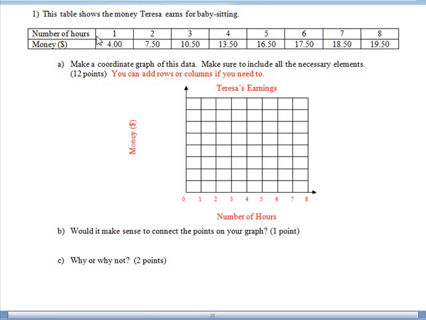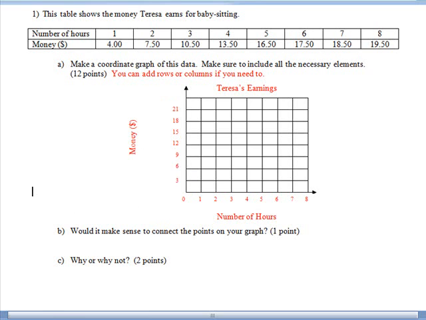So if she works 0 hours here, obviously she would have $0 for her earnings. And if she works 8 hours, she'll make $19.50. So you could say our range of numbers goes from 0 to 20. If we want to shoot for 10 intervals, we could go by 2s up to 20, or we could go by 3s up to 21. Either one's close. The only reason I'm going to go by 3s is just because there's not a lot of room on the graph. The best answer would probably be to go by 2s, but I'm going to put 3s here.